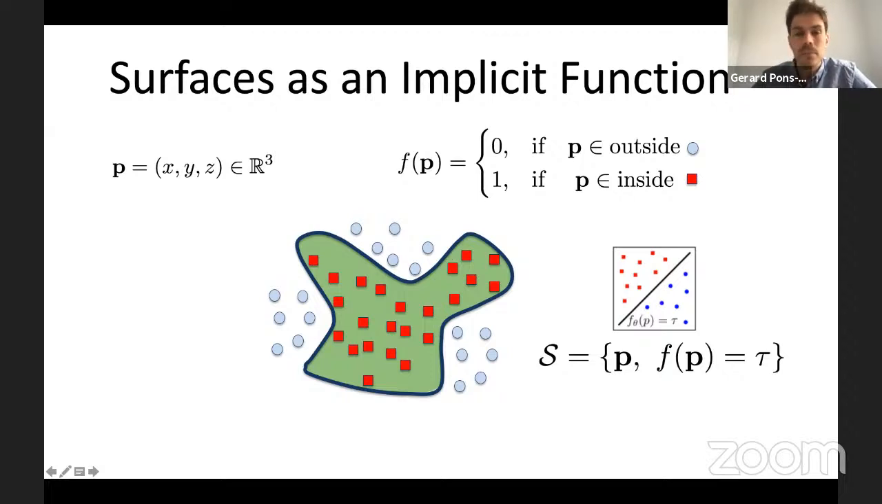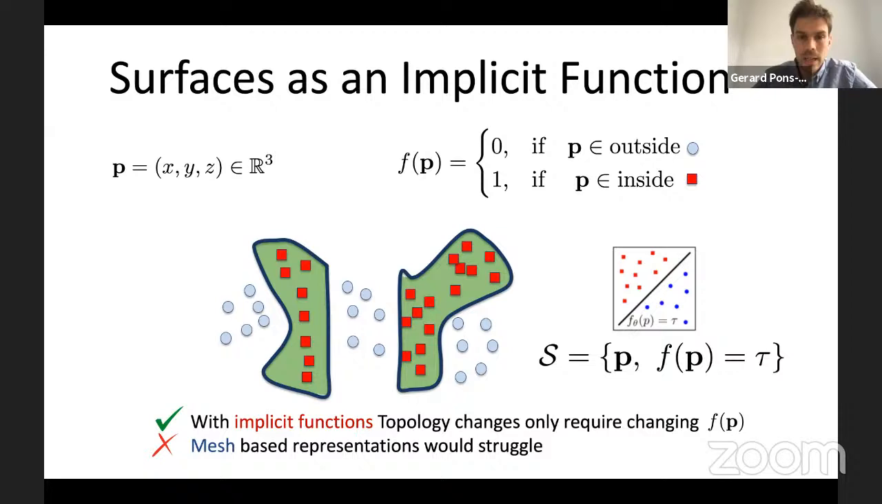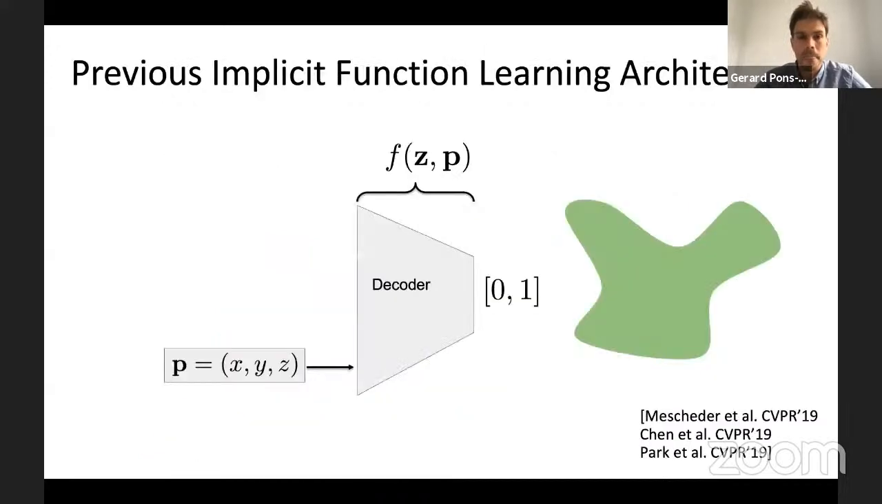Now, why is this representation particularly interesting? Well, because if you have a topology change and we were using meshes, we would need to track which vertices are connected to which other vertices. And this is difficult to do, and more importantly, it's very difficult to differentiate through. In contrast, with an implicit function, all we need to do is change this f of p, and we will end up with two separated surfaces. That's no problem. We just need to track the changes of f of p and don't worry about connectivity issues. So this is a huge advantage, I would say.